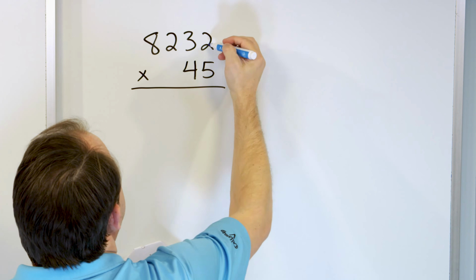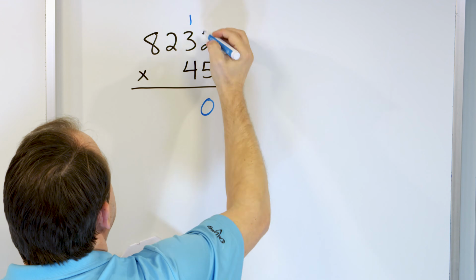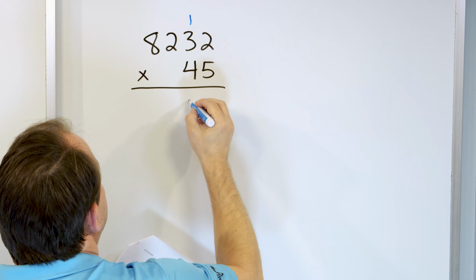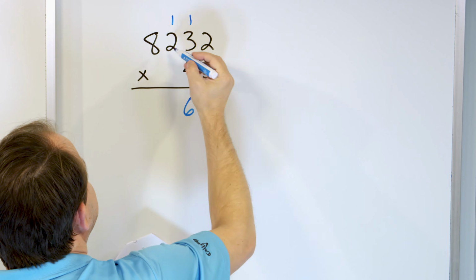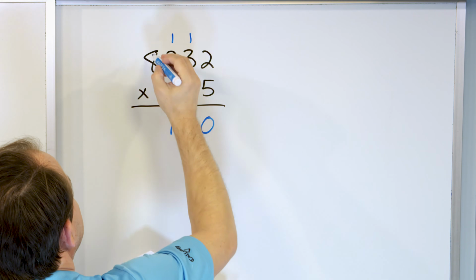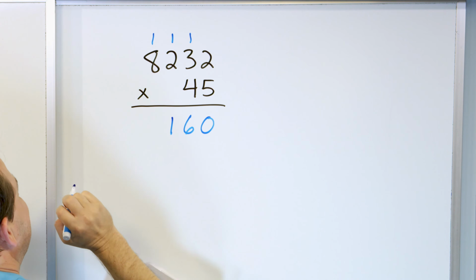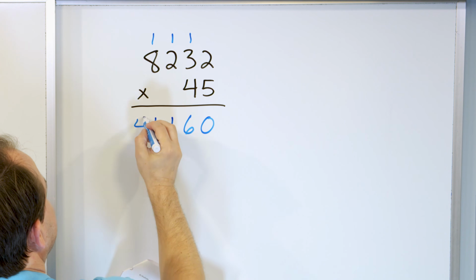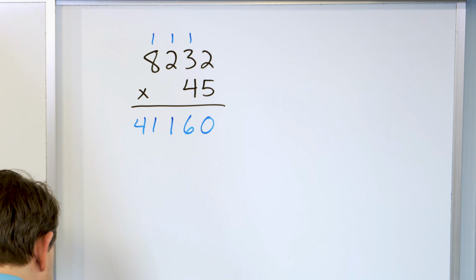So we have 5 times 2 is 10, carry the 1. 5 times 3 is 15, 1 more is 16, carry the 1. 5 times 2 is 10, 1 more is 11, carry the 1. 5 times 8 is 40, 1 more is 41. So those are the digits from the first multiplication.